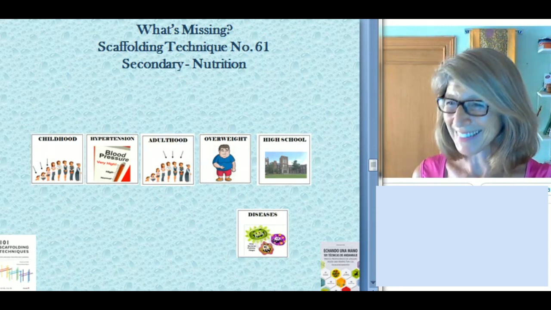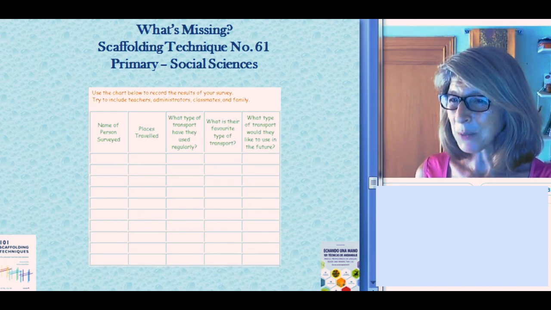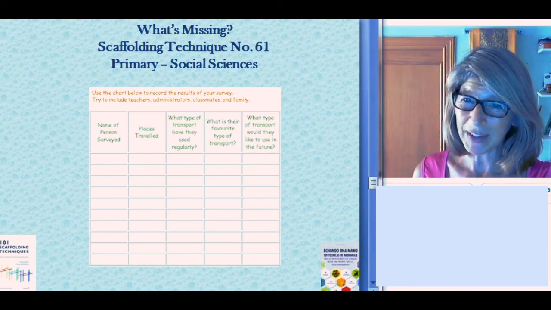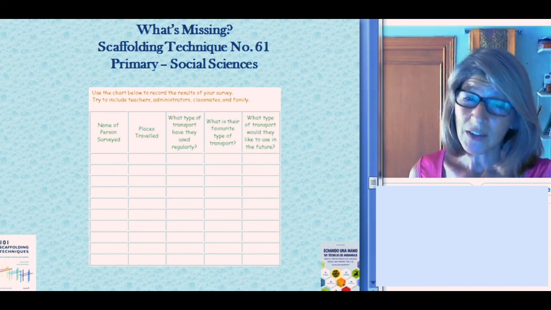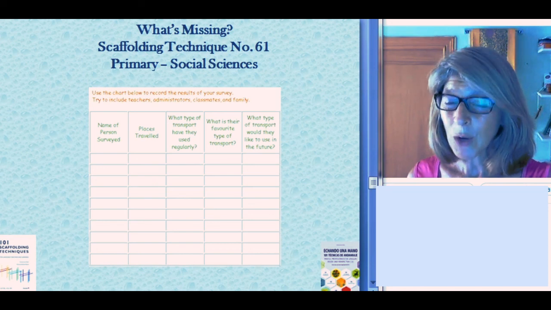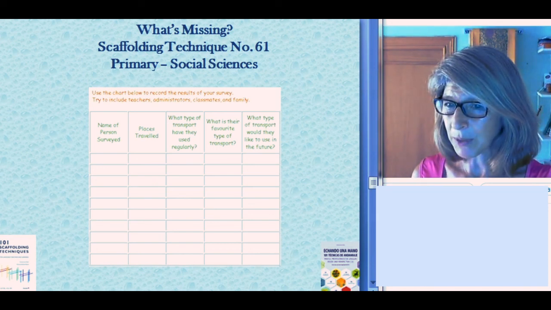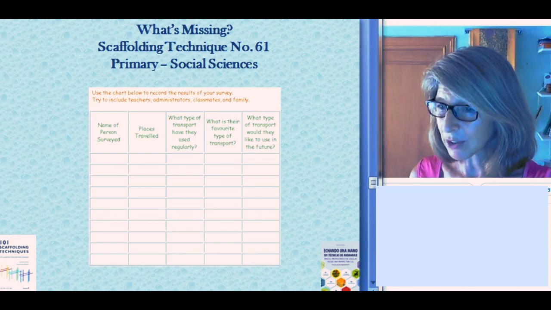Got it? Excellent. So now let's go to primary, and it's a social science class, and we need to teach transport. A lot of textbooks, we love giving surveys. This is a very easy one. They have to name the person that they're talking to, the places that person has traveled, what type of transport they've used regularly, what their favorite type of transport is, and what they would like to use in the future.